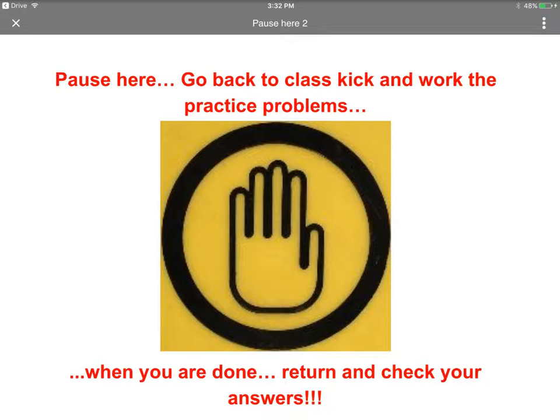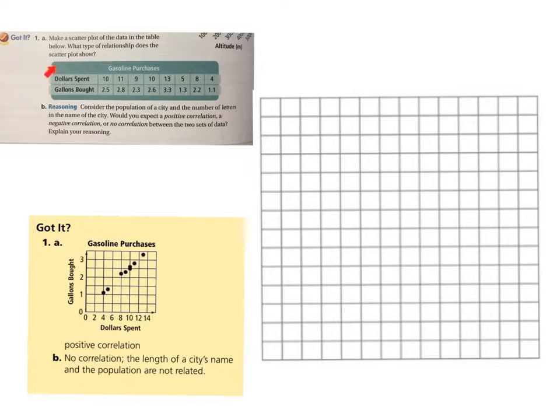Go ahead and pause, head into class kick. I've got one for you there. Okay, so I've got one here for you. This is straight out of the advanced book, by the way. Make a scatter plot of the data in the table below. What type of relationship does a scatter plot show?